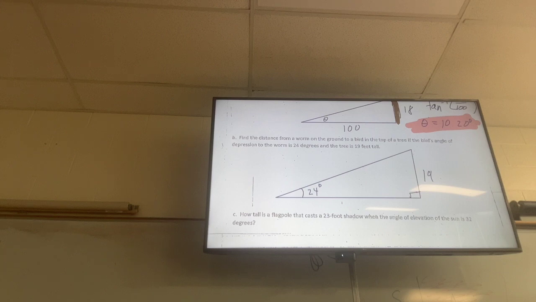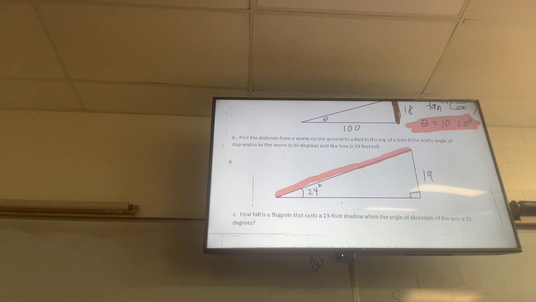We want what? We want the distance from a worm on the ground to a bird on the top of the tree. So which side am I trying to find, the other leg or the hypotenuse? The hypotenuse. What am I going to do? How do I find that?